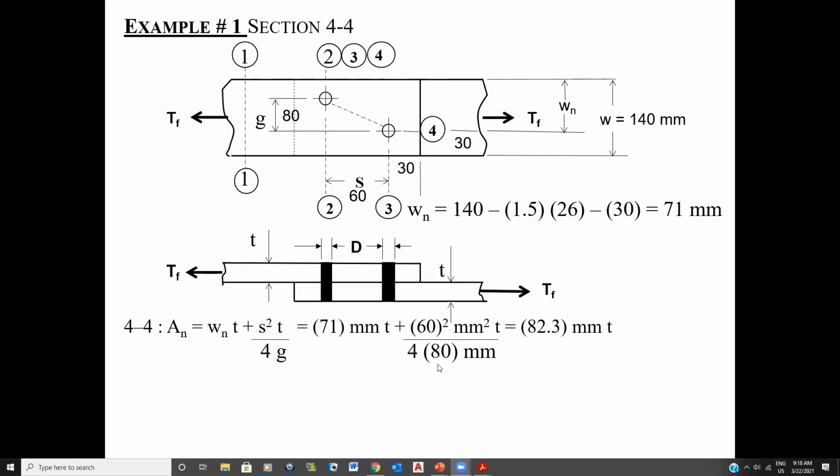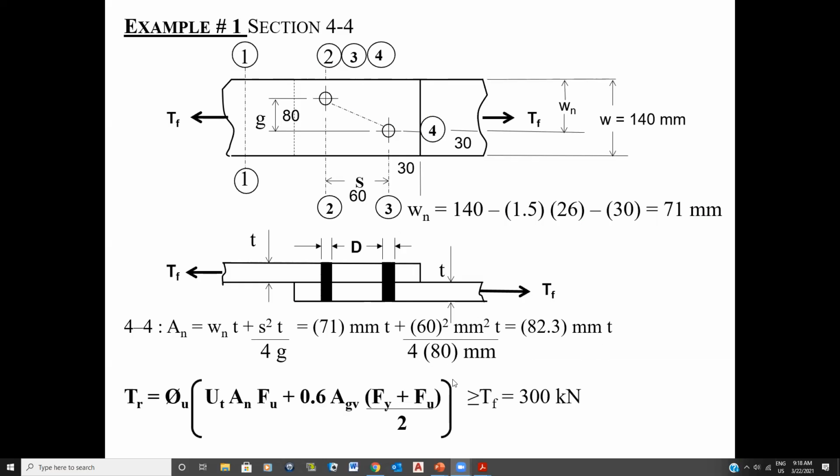So that was to calculate the first one up here, the ANT in terms of T. I just want you to be able to see where I got the 71. Of course, this is just a formula. As long as you know which one is S, which one is G, you can't go wrong. And of course, now I have to use this equation here. So I have to calculate the AGV, okay?